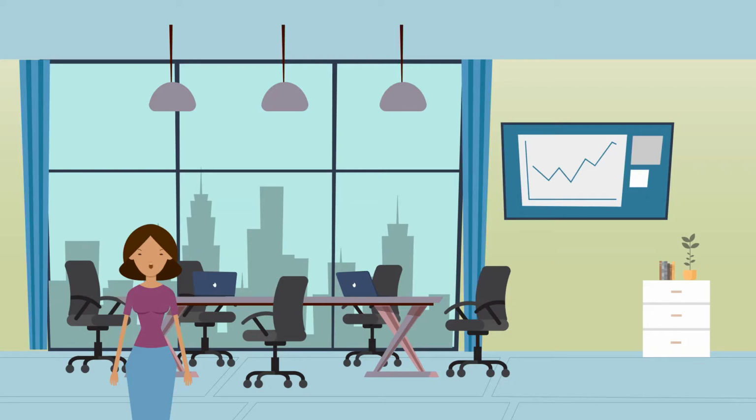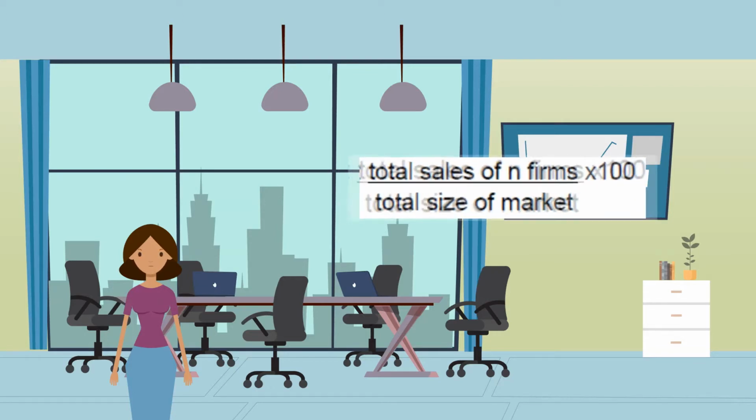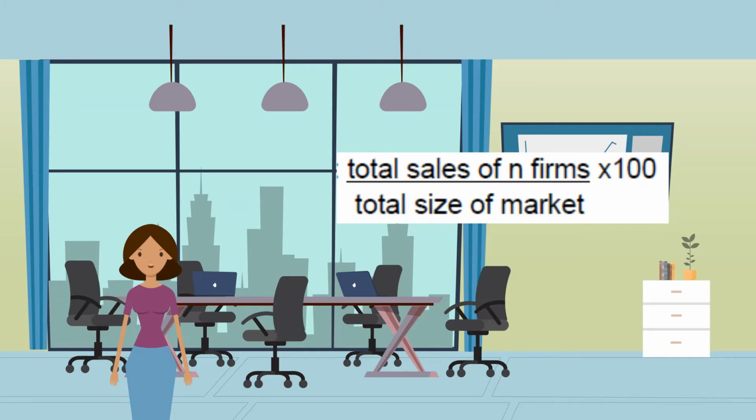It is worked out by adding the percentages of market share for the firms, or by using the formula: total sales of n firms multiplied by 100, and divided by the total size of the market. The method used will depend on the information in the question.